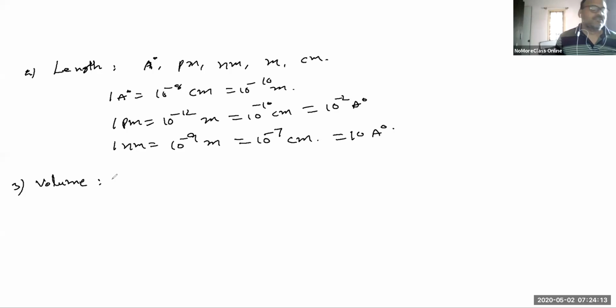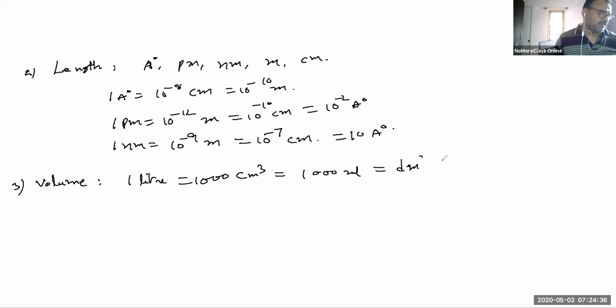Yeah. Next, volume. So 1 liter is equal to 1000 centimeter cube. 1 centimeter cube means 1 ml, so we can write 1000 ml. Or it is 1 decimeter cube, that is 10 power minus 3 meter cube. Right?